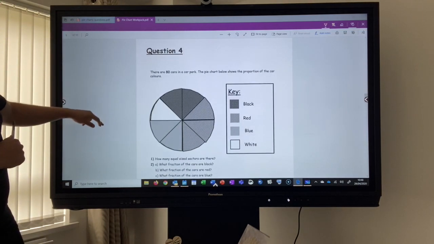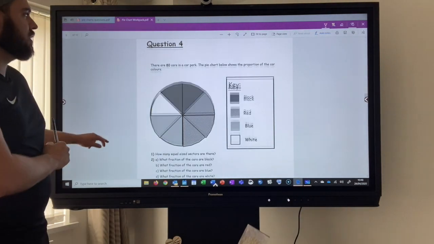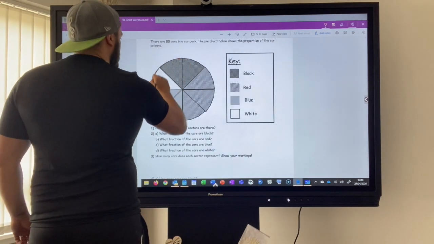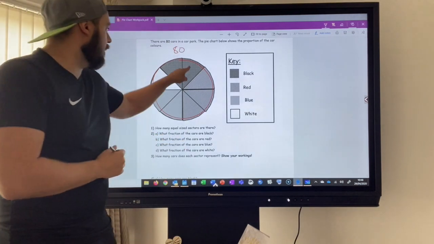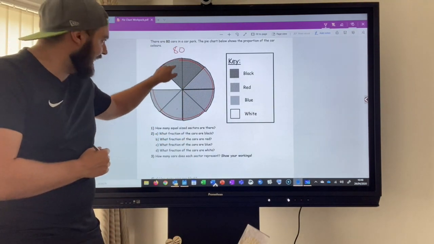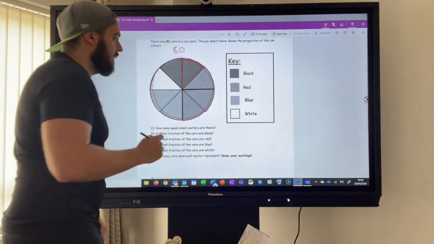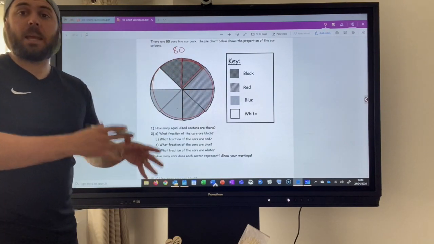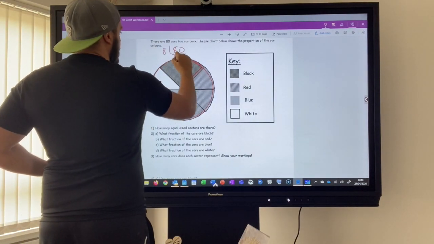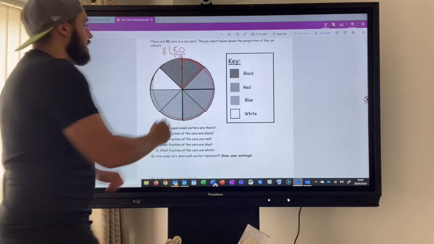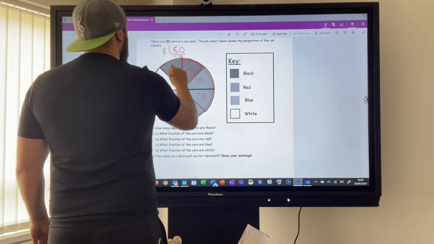Same question. Question four. There are 80 cars in a car park. The pie chart below shows the proportion of colour of cars. So the whole thing represents 80. And we split it up into equal fractions again. So we've got 1, 2, 3, 4, 5, 6, 7, 8 different sections. So how much is each section worth? How do we find that? Because they're all equal, we divide 80 by how many sections there are. There are 8. The 80 divided by 8, which is 10. Okay, so each section is worth 10.